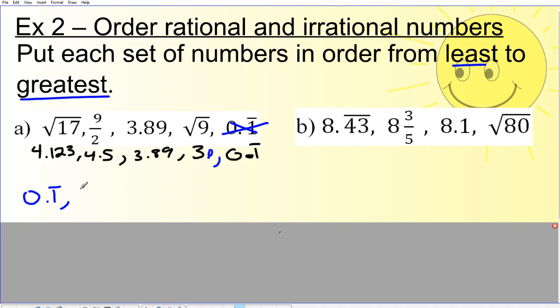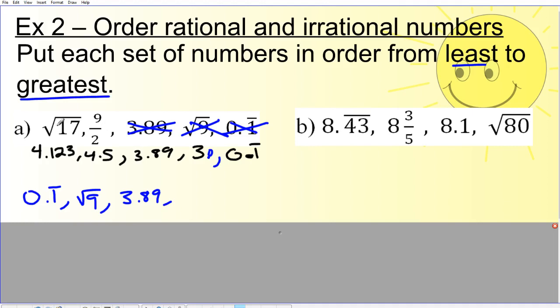3.0 is smaller than 3.8. Square root of 9. Notice I'm using the original number. You should do that too. Okay, out of these three, I know this is going to be the next smallest because these two start with 4 point somethings and this is a 3 point something. So 3.89 is the next.